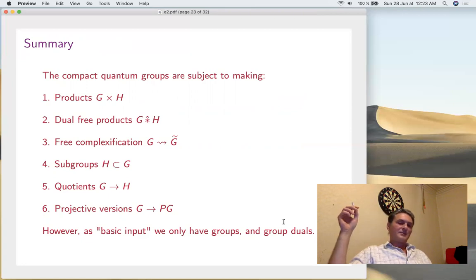But there's a bug somehow. As basic input for all these things, we only have groups and group duals so far. We don't have anything else. So you're somehow in a closed circle of ideas. If you use these six operations, which can of course lead you to very complicated things, it would be better, now that we have our operations, to also have a bigger input.